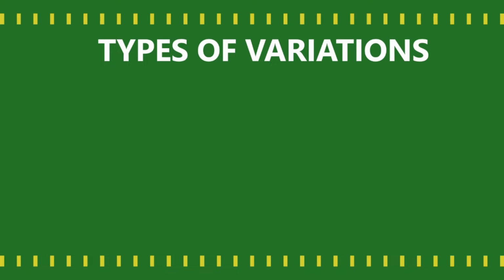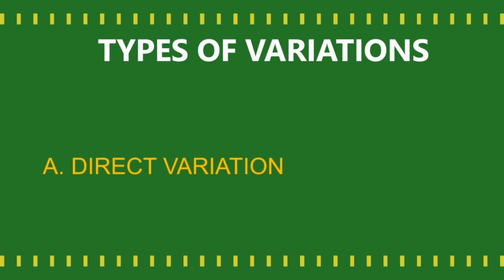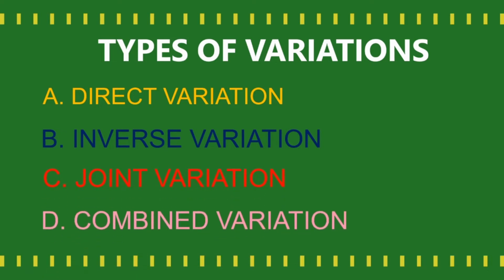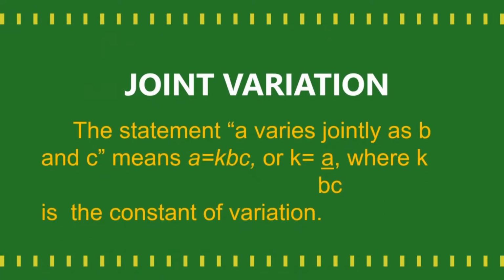Let's have a review again about types of variations. The first one is direct variation, the second one is inverse variation, the third one is joint variation, and the last one is combined variation. Let's have a joint variation. The statement A varies jointly as B and C means A is equal to KBC, or K is equal to A over BC, where K is the constant of variation.